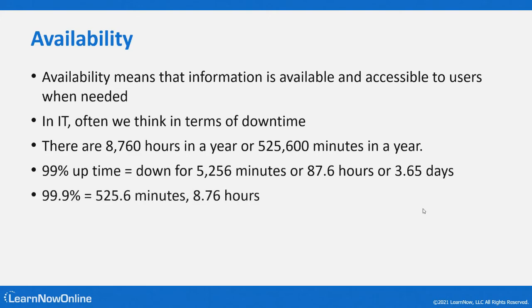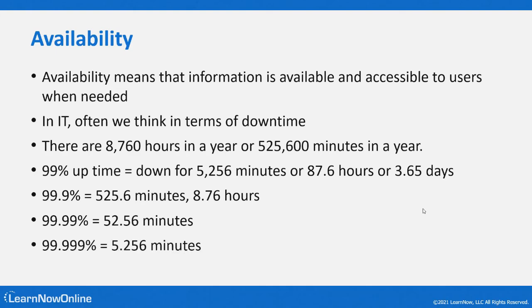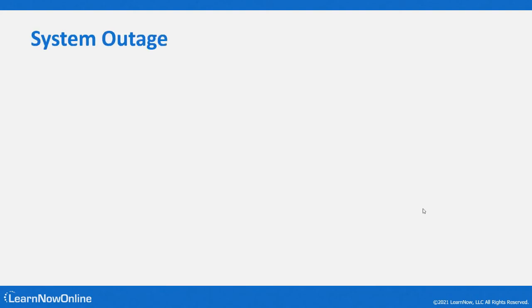A 99.9% uptime is 525 minutes and roughly 9 hours that you're down for the year. 4 nines, 99.99, that means you're down for 52, almost 53 minutes. And 5 nines, 99.999%, means you're only down for 5 minutes a year, roughly. That's called 5 nines, and that's often what IT companies try to strive for. You want to hit 5 nines.